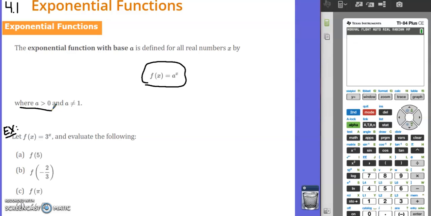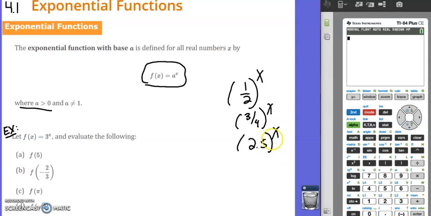So we might have 1/2 to the x power, or 3/4 to the x power, or 2.5 to the x power, but notice the base is greater than 0. So that's what we're going to refer to as an exponential function. So let's evaluate some of these.